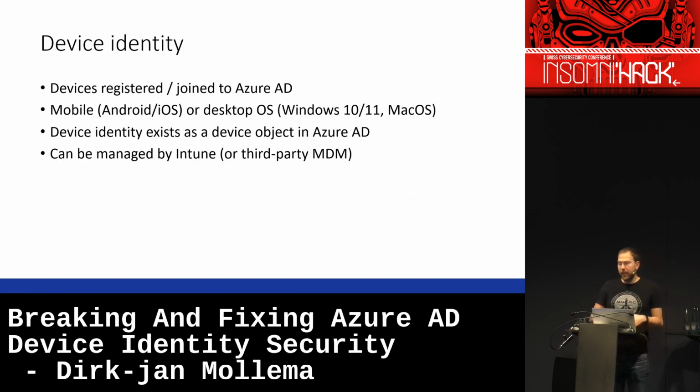So a device gets an identity when it's either registered or joined to Azure Active Directory, and that can be a large range of devices. There are some differences between the scenarios, but basically you could have a mobile operating system or a desktop operating system that is registered or joined to Azure Active Directory. And then the device identity exists as an object in Azure Active Directory. And optionally, you can manage this device by using Intune, which is Microsoft's mobile device management solution, or you can also use some third-party MDM if you want.